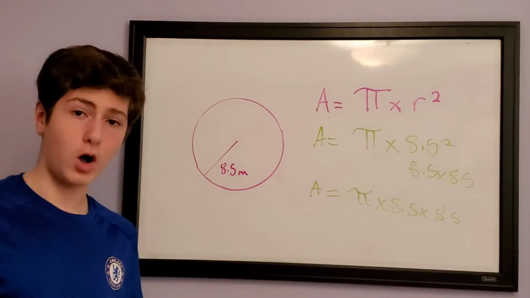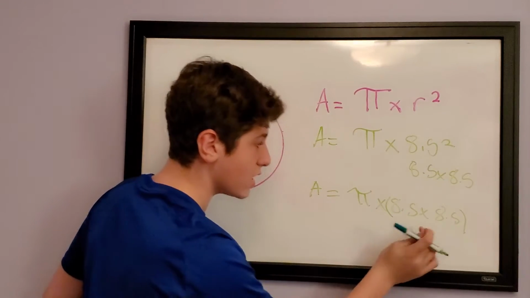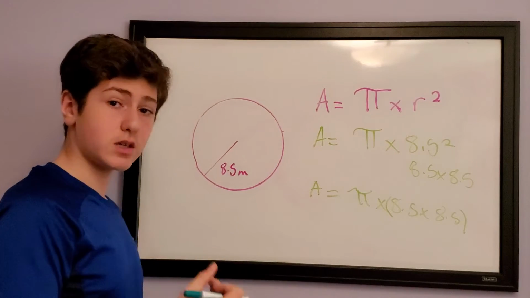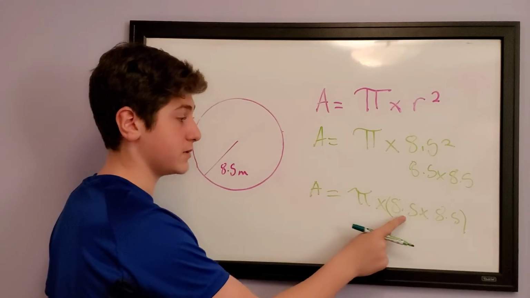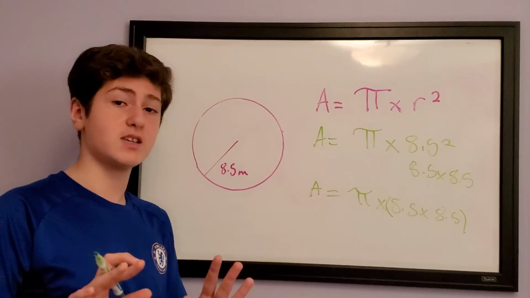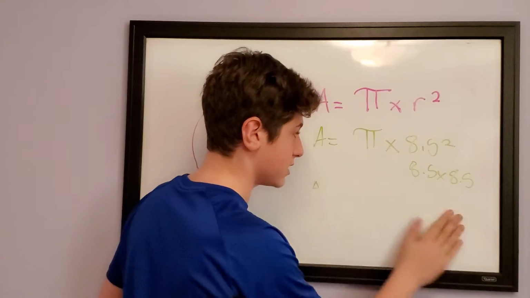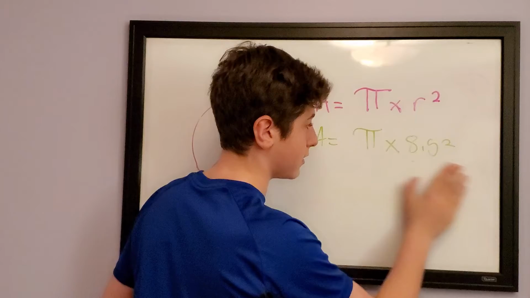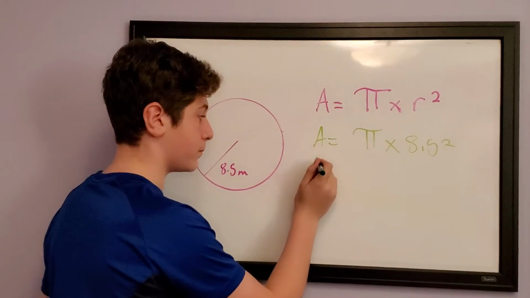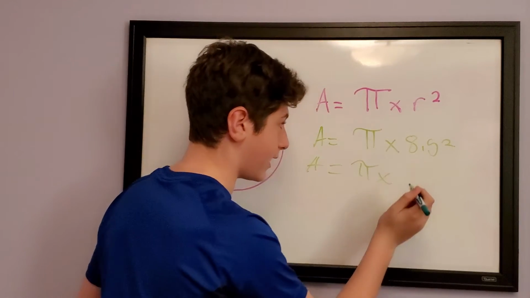Writing it out as pi times 8.5 times 8.5 is the wrong way to do it. You have to put the brackets on first, just so you won't mix yourself up. The reason is that some of you might accidentally do pi times 8.5, then multiply by 8.5. That is the wrong way to do it, so erase this way from your brains. You have to use this method: pi times 8.5 to the power of 2.